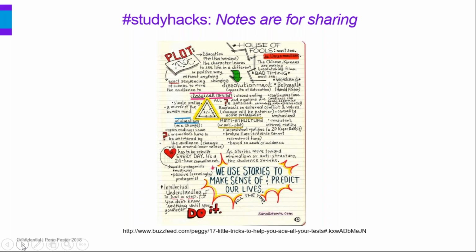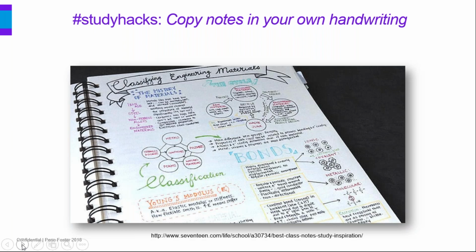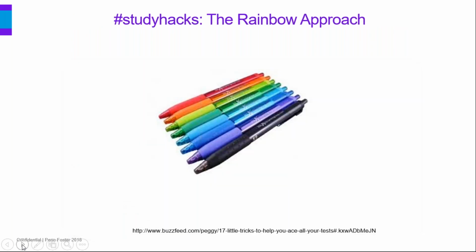So, pretend that you're taking notes for someone else. Copy notes in your own handwriting. Go ahead and use those visuals. So color coordinate, copy notes into your own handwriting as well. Rainbow notes fires up your visual memory. Also looks pretty, makes taking notes more enjoyable. So don't be afraid to use different colors of ink, and color coding your notes in that way as well.